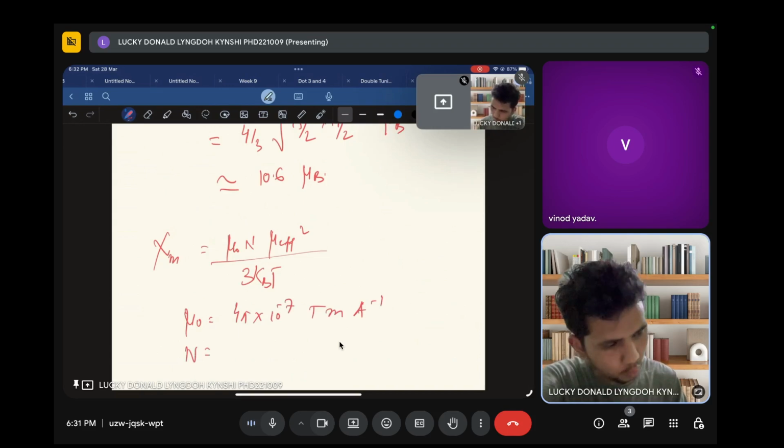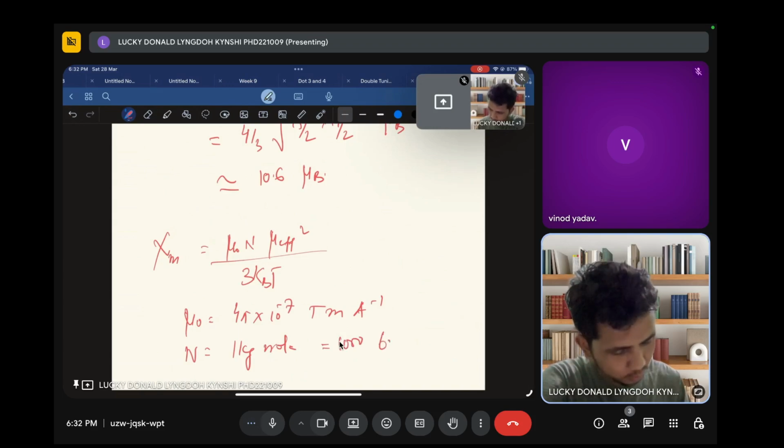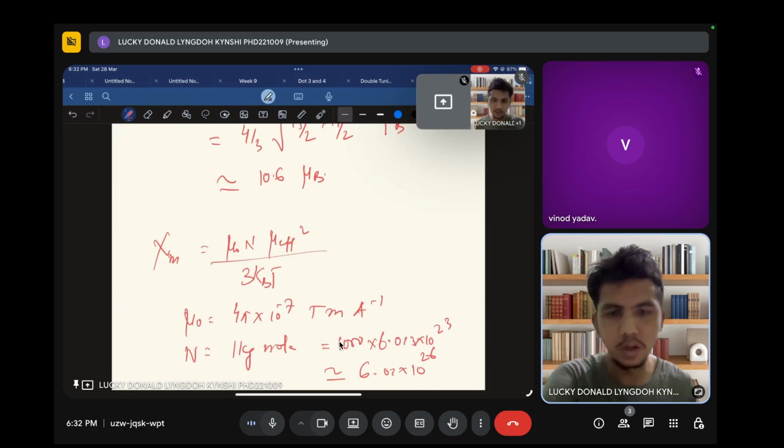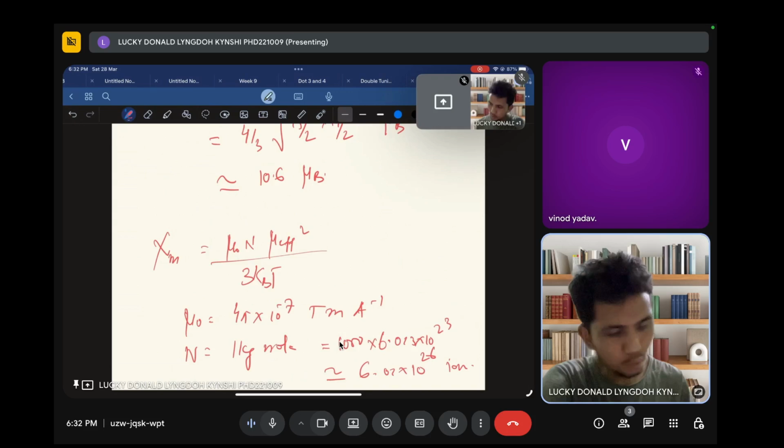So n is equal to 1 kg mole, because the question is already given to you. 1 kg mole is 1000 grams into Na, which is 6.023 into 10 to the power 23, which is approximately equal to 6.02 into 10 to the power 26 per kg mole. This is in terms of kg, which is equal to 6.023 into 10 to the power 26 ions. Okay, so now you know the value of n.